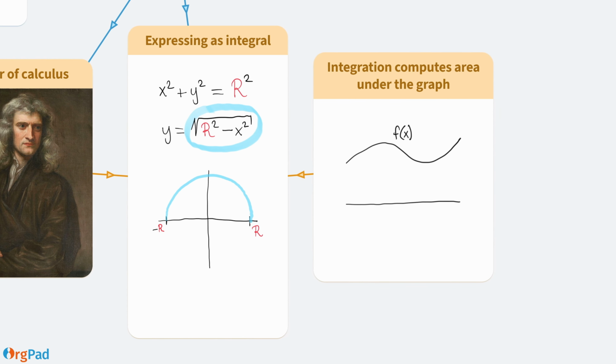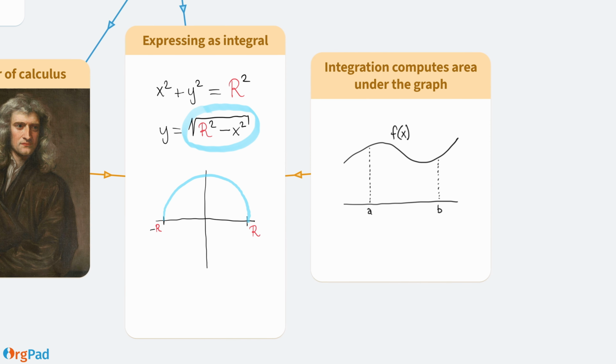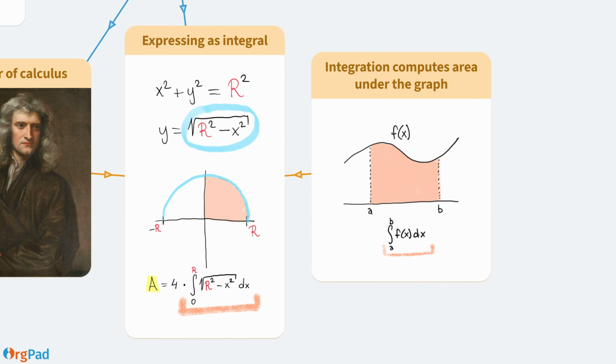Consider some function over an interval a b. The integral from a to b calculates the area under its graph between a and b. So integrating the square root of r squared minus x squared from 0 to r computes the area of a quarter circle with radius r. To get A, we just need to multiply the result by 4. But solving this integral sounds tricky, so let's not do that.